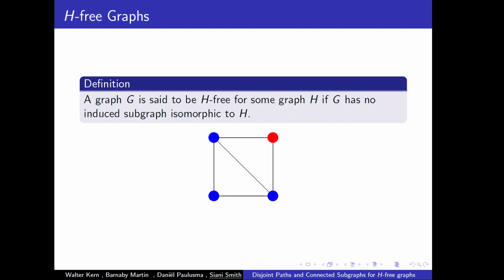A quick reminder, a graph G is said to be H-free for some graph H if G has no induced subgraph isomorphic to H. So this diamond graph here has an induced triangle in the blue vertices, but no induced C4. So for example, we have this middle edge.